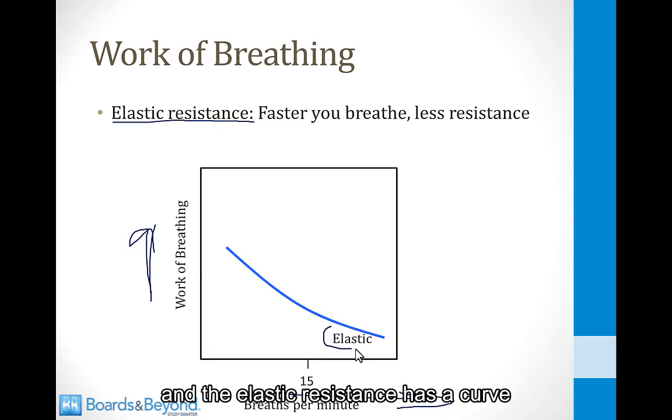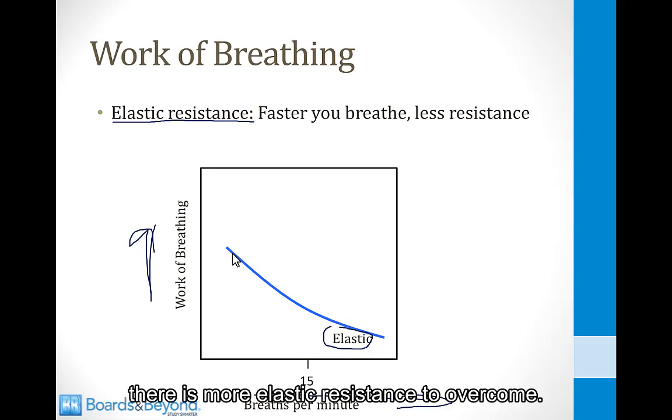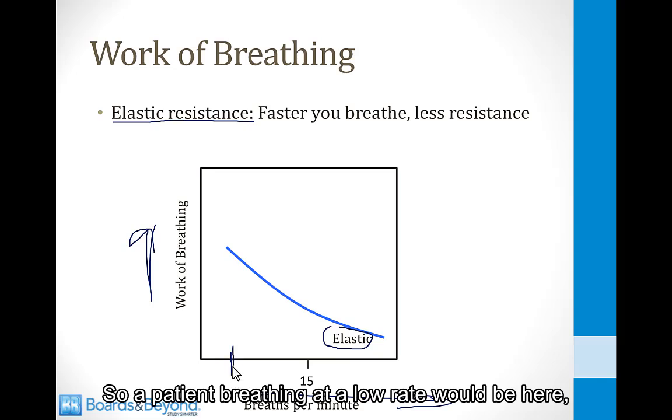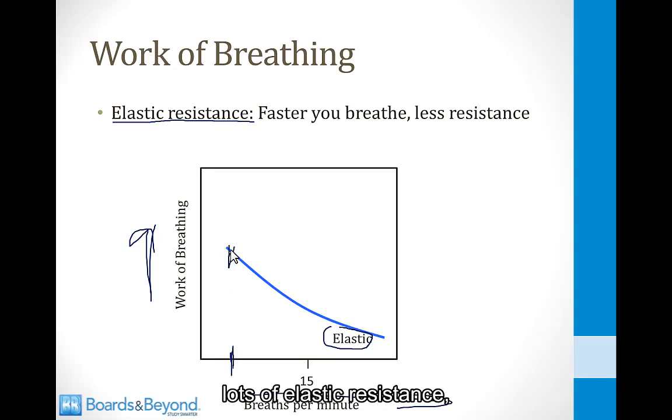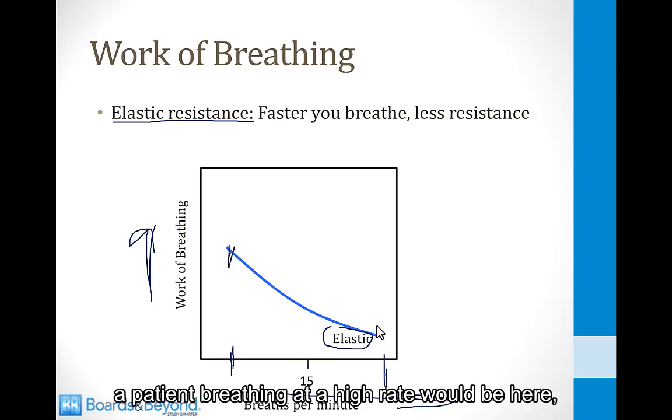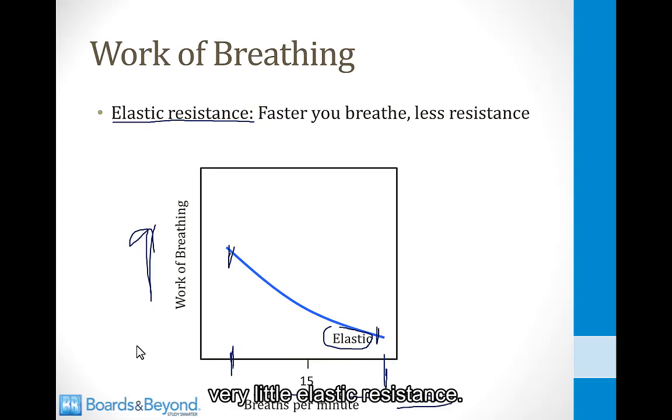And the elastic resistance has a curve that looks like this blue line here. As you breathe faster, there's less elastic resistance to overcome. As you breathe slower, there is more elastic resistance to overcome. So a patient breathing at a low rate would be here, lots of elastic resistance. A patient breathing at a high rate would be here, very little elastic resistance.